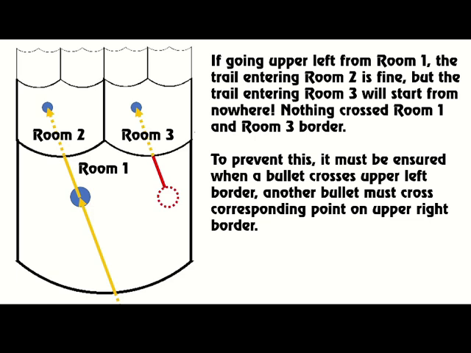If going upper left from room 1, the trail entering room 2 is fine, but the trail entering room 3 will start from nowhere. Nothing crossed room 1 and room 3 border. To prevent this, it must be ensured when a bullet crosses upper left border, another bullet must cross corresponding point. In this case, it's this point on the upper right border to prevent contradiction. And it's quite complex to implement. Maybe it's possible if every bullet splits at a time and go through the 2 corresponding points.